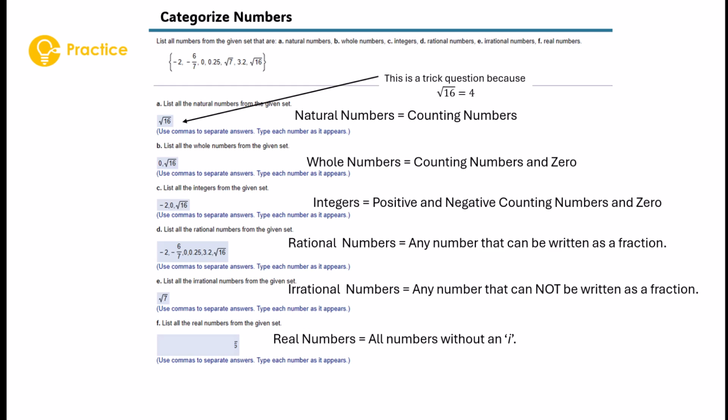Real numbers are all numbers without an i. Remember, i is an imaginary number, like 3i. So what would we list? Everything in this set. Hopefully this helped you.